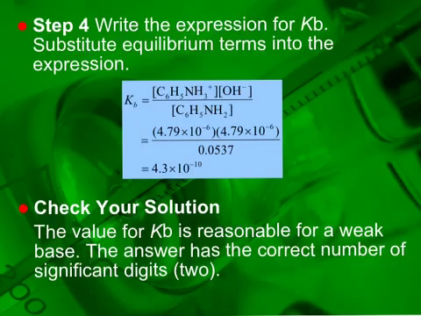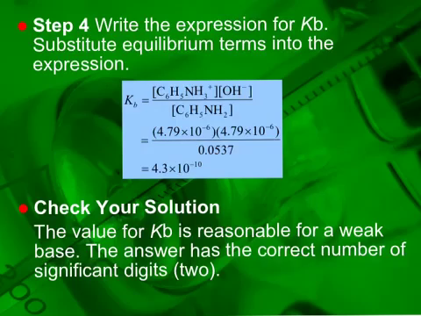We can now substitute our values into our equilibrium expression using the values that we just determined in the ICE table. We do our math and we find that the Kb is 4.3 times 10 to the minus 10. It is reasonable for a weak base because it's relatively small, and our final answer should have 2 significant digits, which it has.